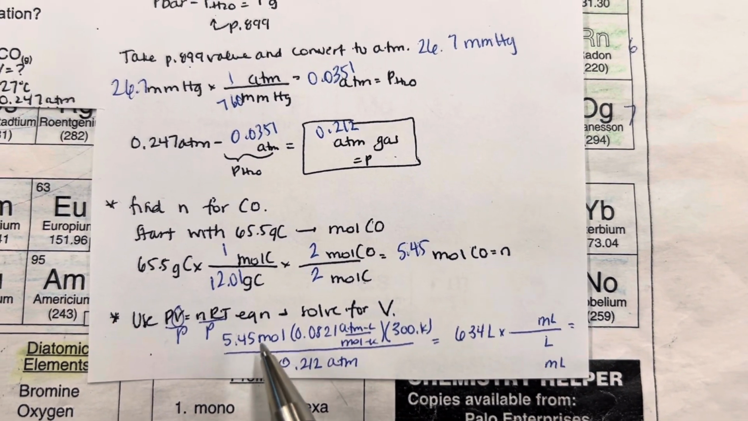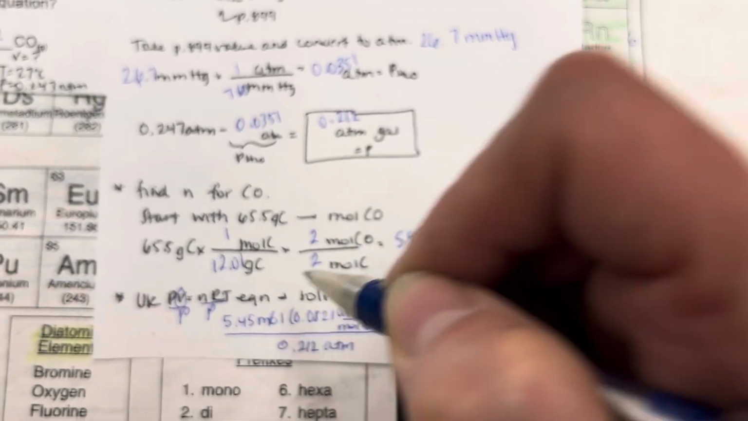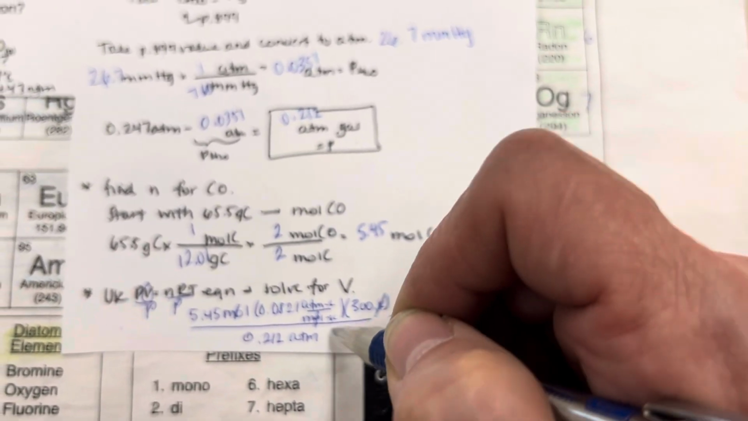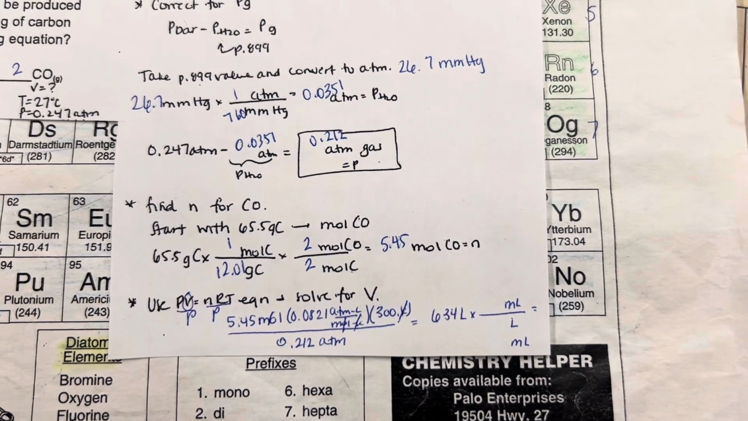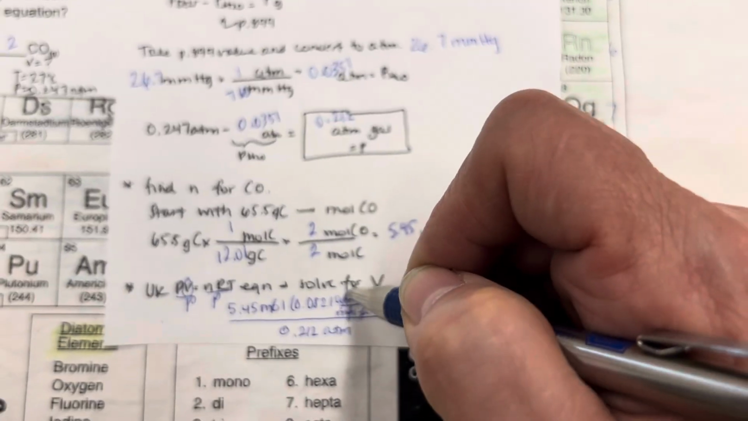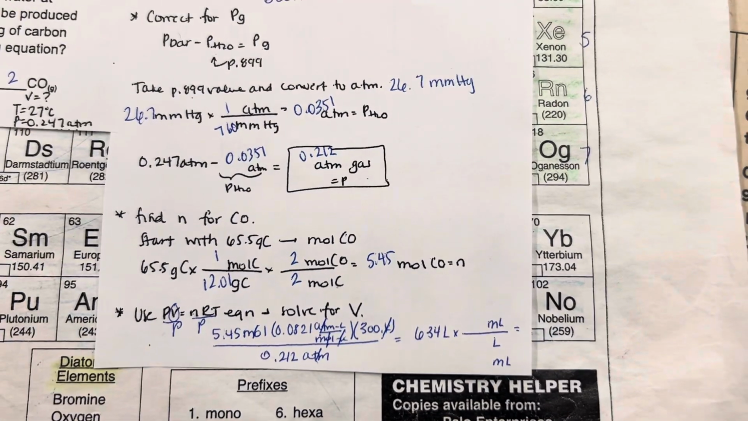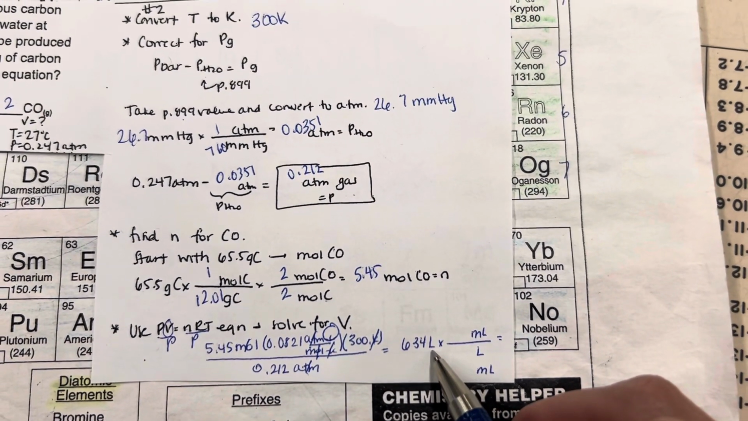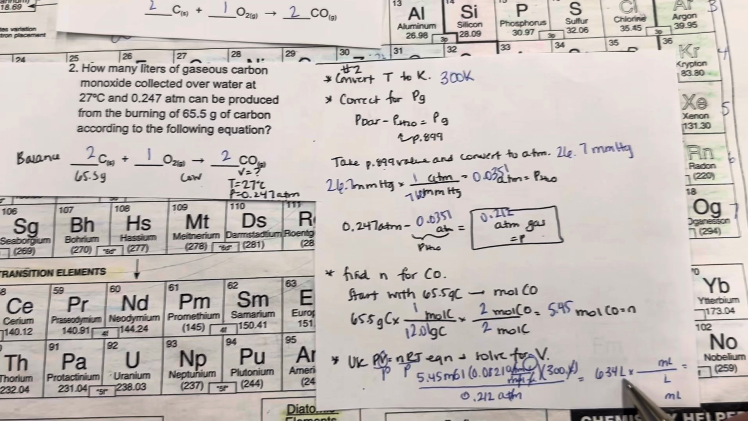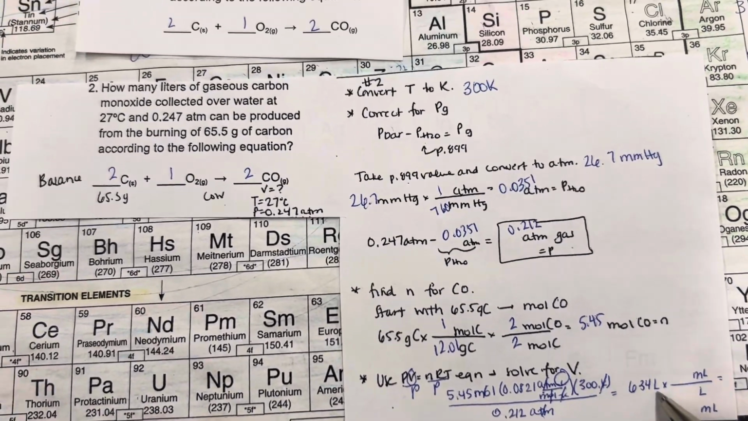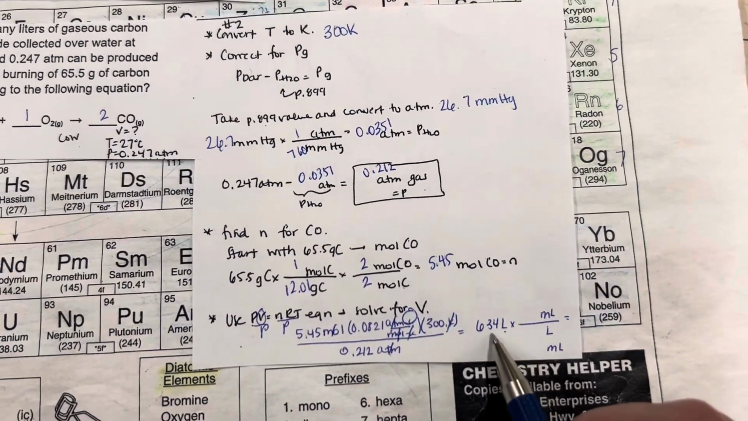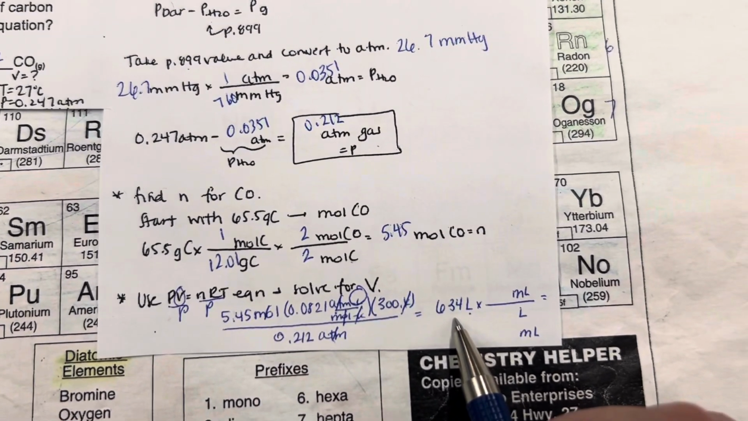I'm going to check my units. My mole is on top, my mole is on the bottom, my Kelvin's on top, my Kelvin's on the bottom, my atm's on top, my atm's on the bottom, and I'm left with just liters, which is what I wanted. Now, a future problem might ask you to go to milliliters. This question just asked you how many liters. So this would be my answer of 634 liters.